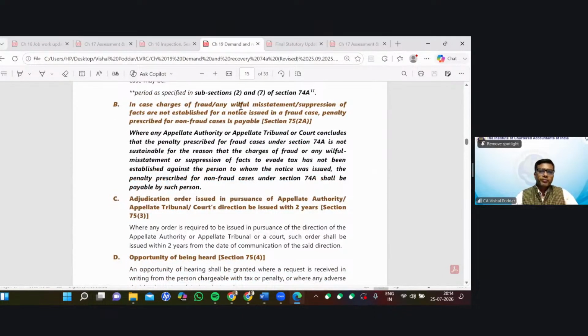In case of charges of fraud, willful misstatement, suppression of facts are not established for a noticee who was given a notice under the fraud category, penalty prescribed for non-fraud cases is payable. So in simple words, originally the department had alleged fraud at the time of issuing show cause, but later on it was not proved by the department, or the assessee could give counters to prove that it was not fraud, it was only an inadvertent mistake. Then automatically, even though the original notice was on fraud basis, but since the fraud is not proved, the penalty that would be leviable on you will be of non-fraud.